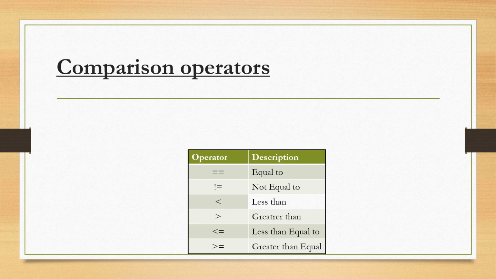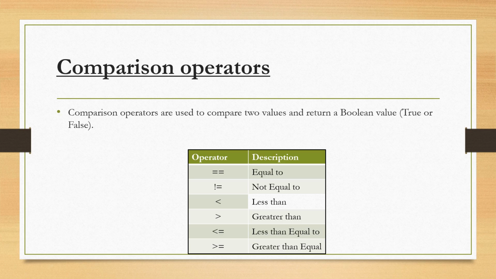Now we are going to see comparison operators. So what are comparison operators? Comparison operators are used to compare two values and return a boolean value, which is true or false. So we are going to compare two values. Then this is the table for comparison operators. This is also the same.